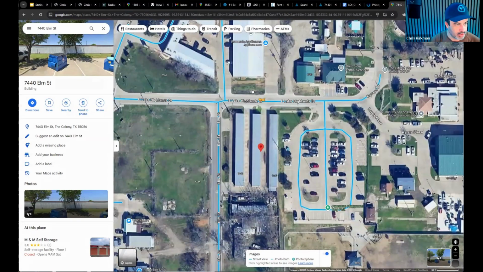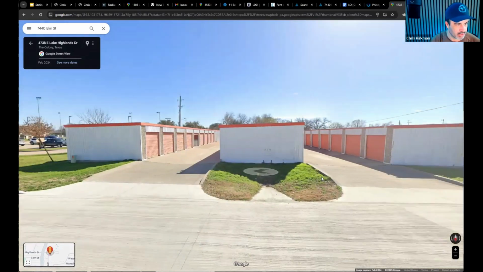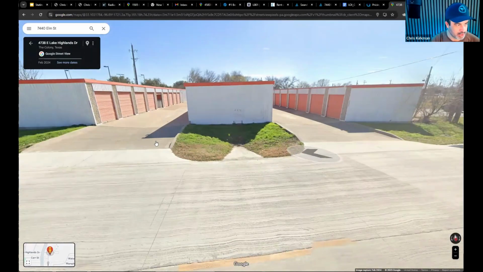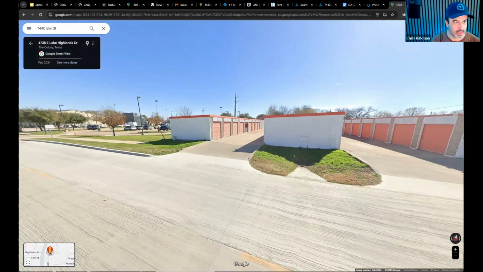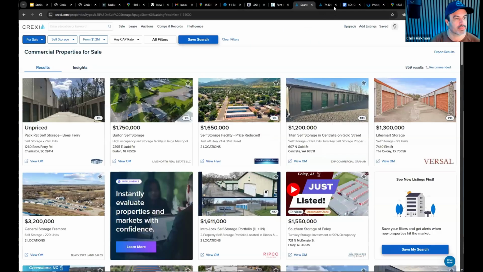Not too big. Oh, okay. Not fenced. I'd probably want to put a fence around it. Add security, maybe some security gates to get in, automate that. All right, pretty cool. Go back to where was that on Crexy?